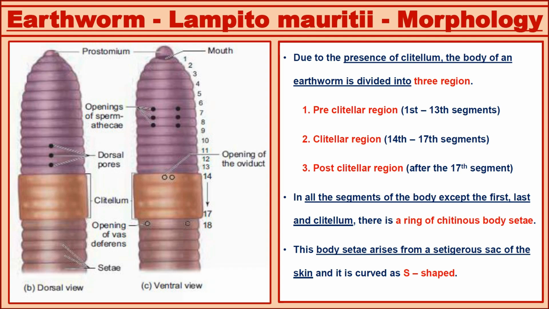In all the segments of the body except the first segment, the last segment and the clitellum, they have a ring of chitinous structures called setae. These setae are fixed in the setigerous sacs of the skin, and these setae are curved and take the shape of an S.